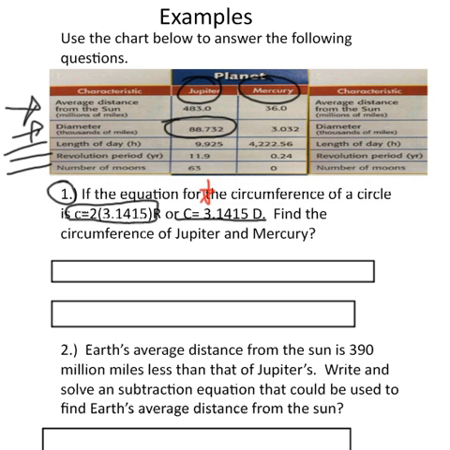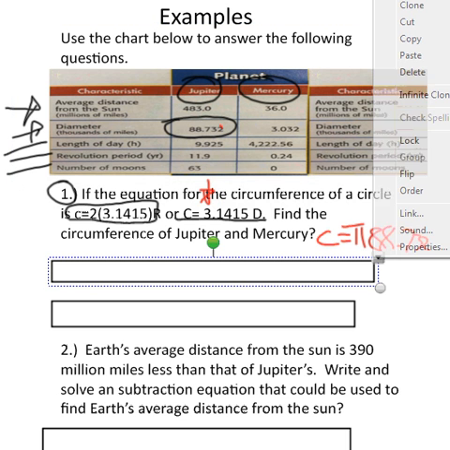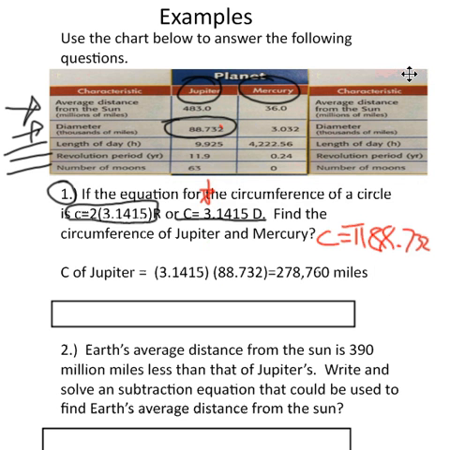Plug the information in, we can say that circumference is equal to 3.1415, or the number pi, that's the same thing, times the diameter, which from here is 88.732 in thousands of miles. So we do the math a little bit there. We should get an answer of 278,760 miles. Please complete the example for Mercury.